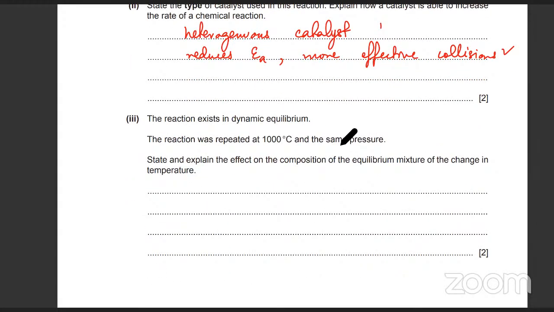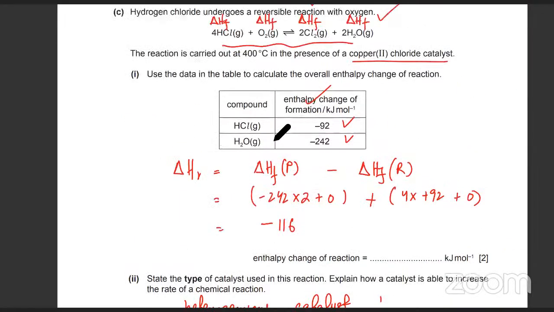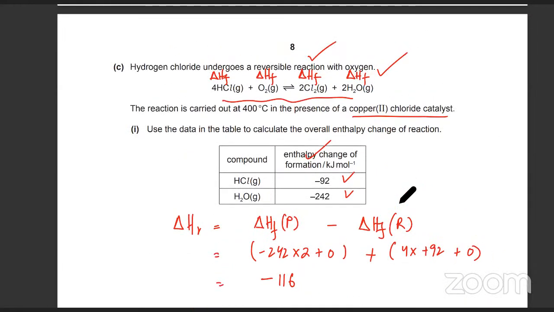The next one is the reaction exists in dynamic equilibrium. The reaction was repeated at 1000 at the same pressure. State and explain the effect on the composition of the mixture at equilibrium. So if you use a higher temperature, remember it's an exothermic reaction in the forward direction. We just calculated the enthalpy change, and this reaction is an exothermic reaction in the forward direction. In the reverse direction, it's going to be the opposite.